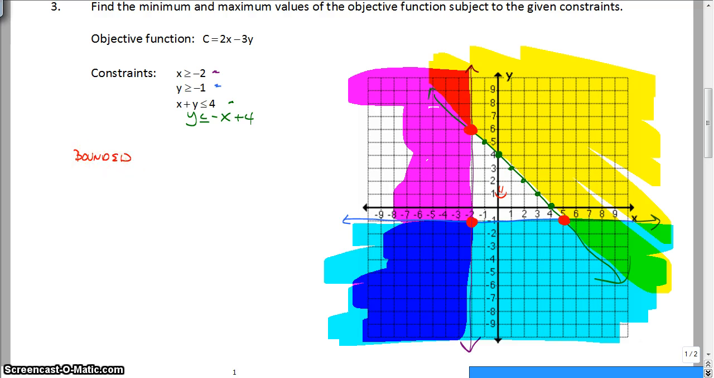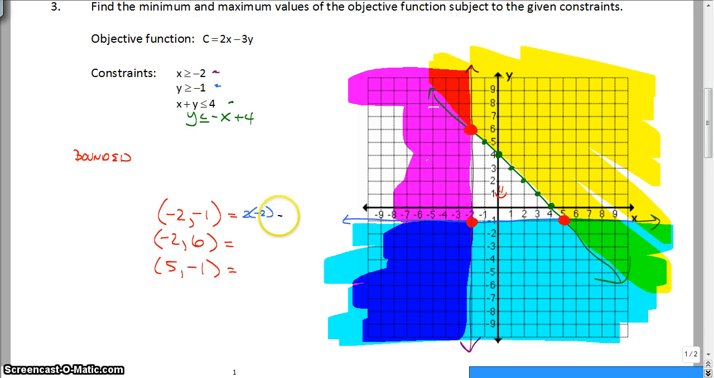So we need to take those three intersection points that we just found. So we have -2, -1. We have -2, 6. And we have 5, -1. And what we're going to do is substitute each one of those individually into our objective function, which is 2x minus 3y.